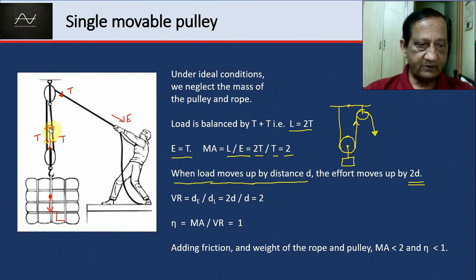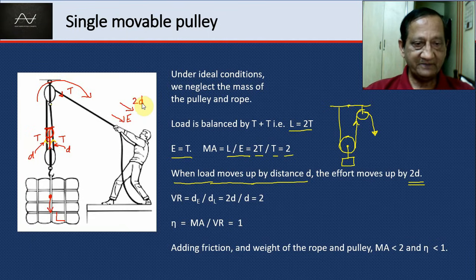That means now it looks like this. So if this moves up, then this much length of the string, which is equal to d, and this much length of the string, which is also equal to d, both of them have to move to this side. That means the effort has to move by a distance 2d.